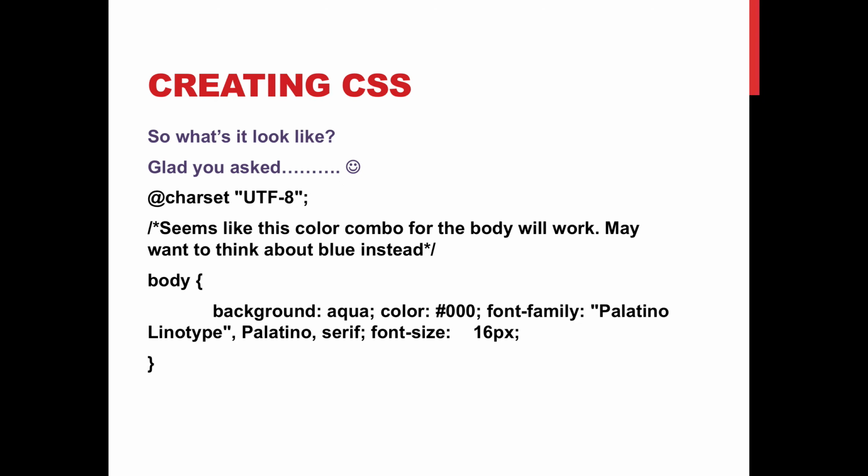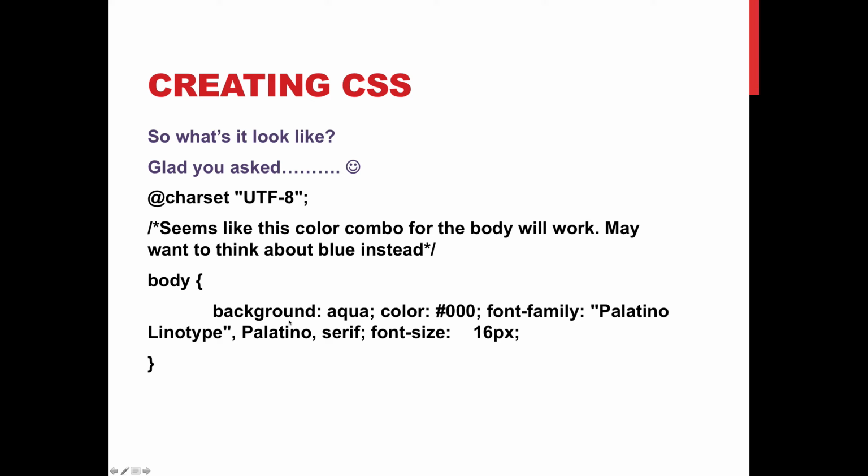And then this is an example of what a CSS file might look like. So you might leave yourself a comment that says, hey, it seems like this color combo for the body will work. May want to think about blue instead. Okay, so if you look down here, they're using aqua. And so they're saying, hey, if aqua doesn't work, let's use blue. And then they're styling the body as their element. Then they have curly brackets open, and they close down here. And they're doing a few different things.